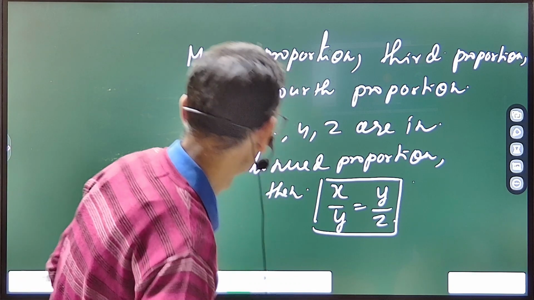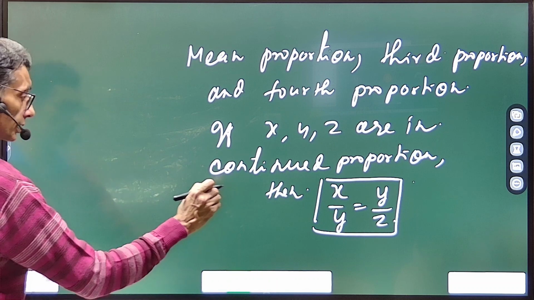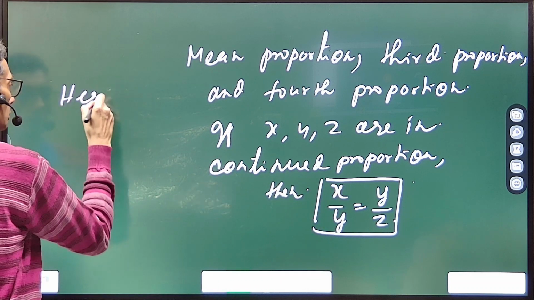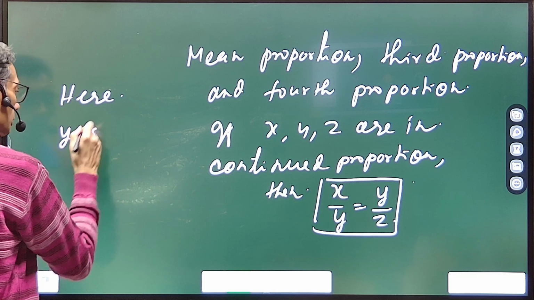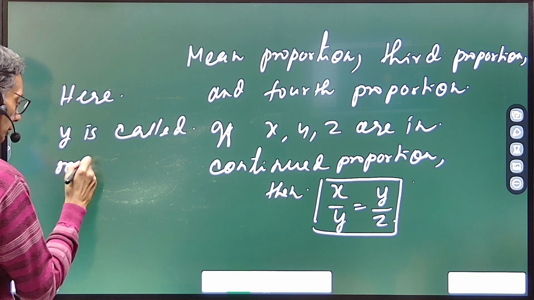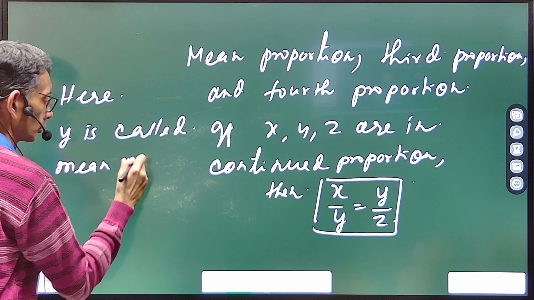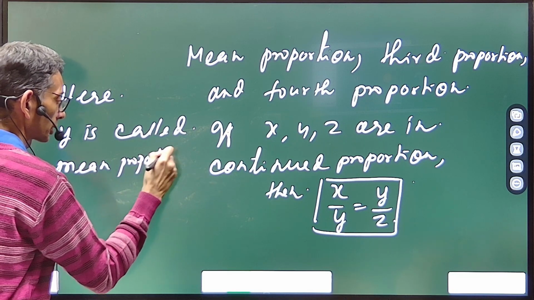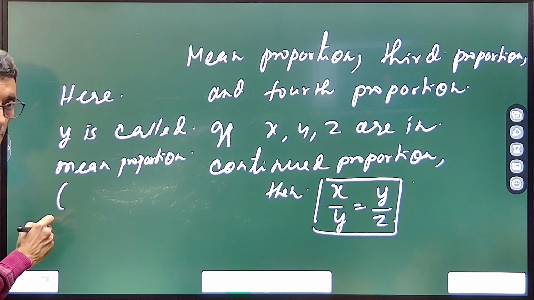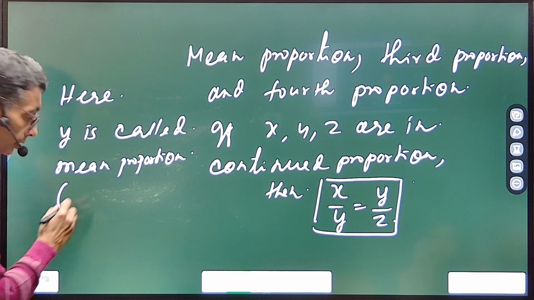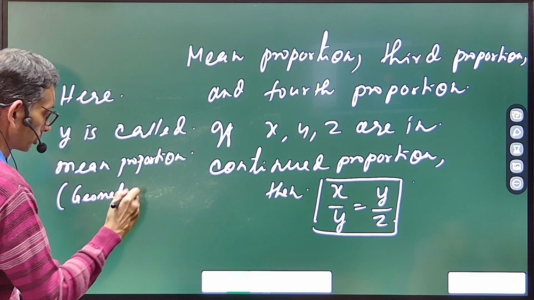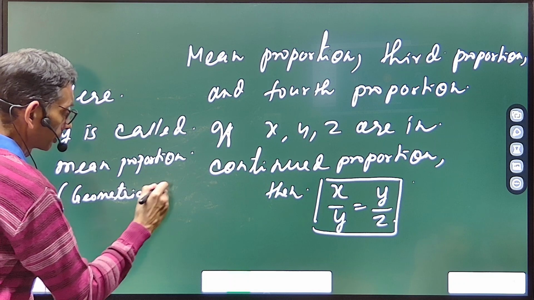Okay. Then what do we write? X by Y equals Y by Z. Here Y is called the mean proportion, or within brackets you write GM. GM means geometric mean. Geometric mean.